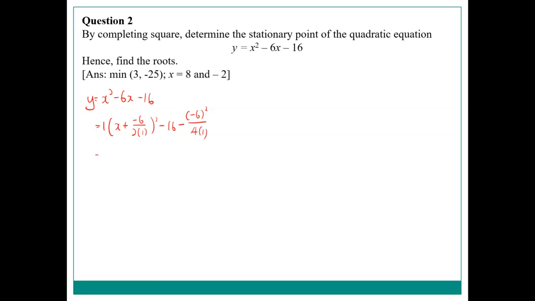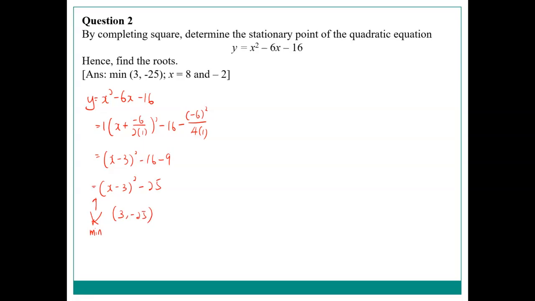4 times 1. So this one I got x minus 3 squared, minus 16. How much do I got for this? Negative 36 divided by 4. I got 9. So negative 16 minus 9. And then (x minus 3) squared, this one I got 25. As discussed in the previous video, we know that this quadratic curve has a happy face, right? So it consists of a minimum point, and this minimum point is located at (3, negative 25).